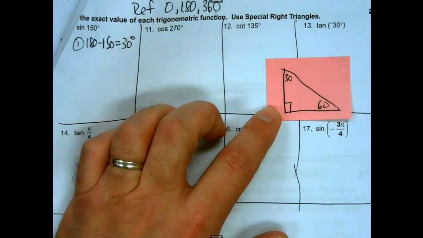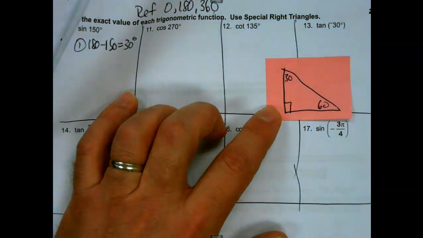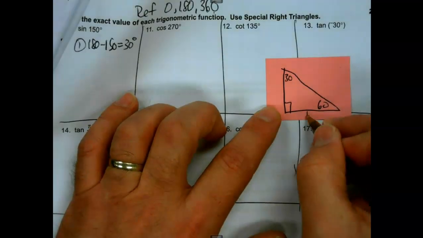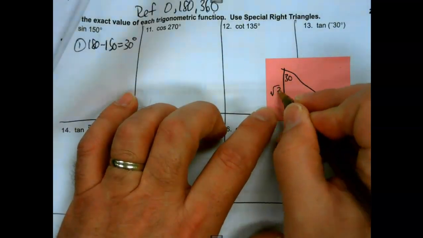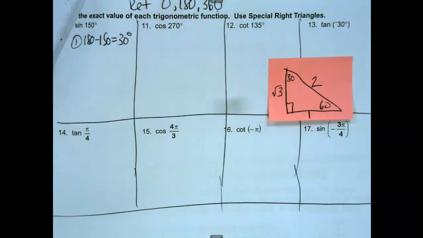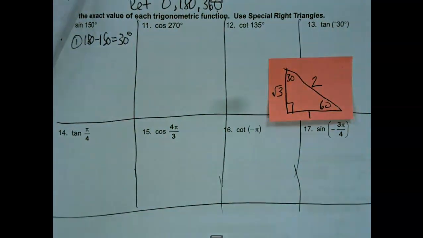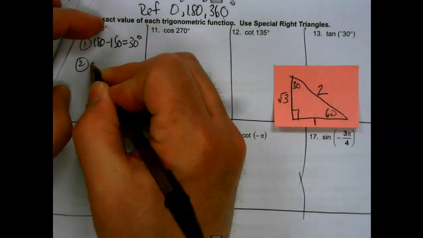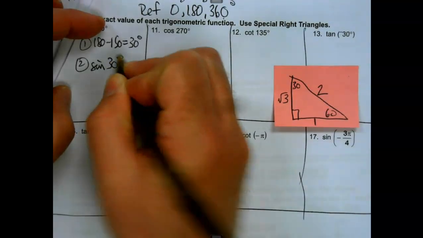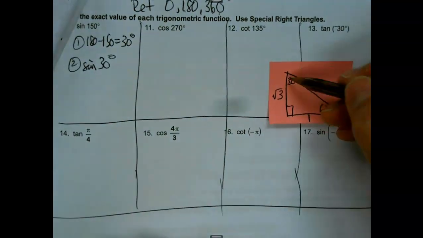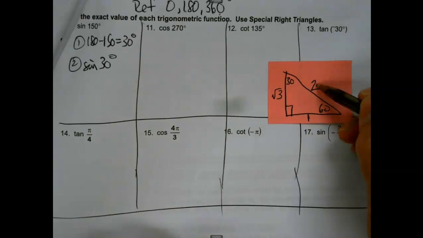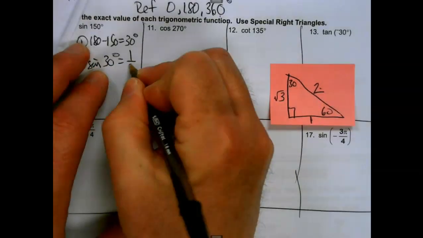So here, since my reference angle is 30, I'm going to be dealing with a 30, 60, 90 triangle. 1, square root of 3, 2. Those are the exact values. I don't have to play the x game with these. So I go to that and I go, okay, the sine of 30 degrees, opposite over hypotenuse, is 1/2.